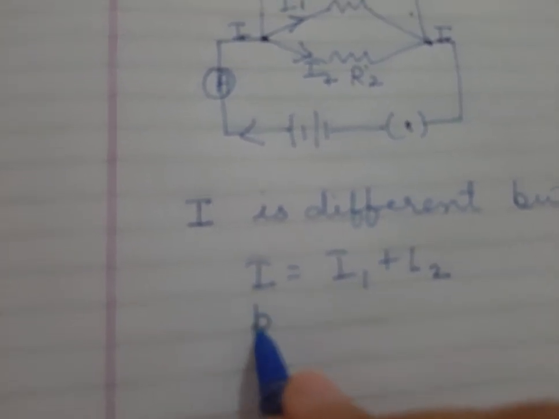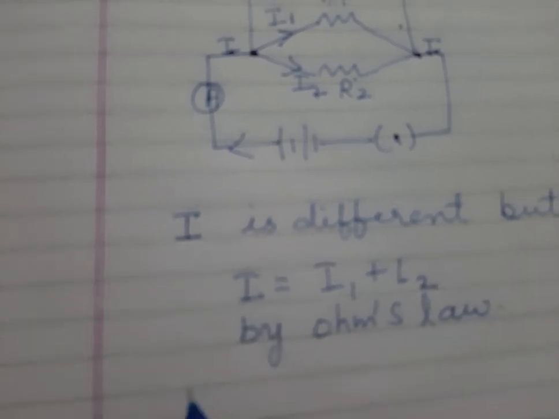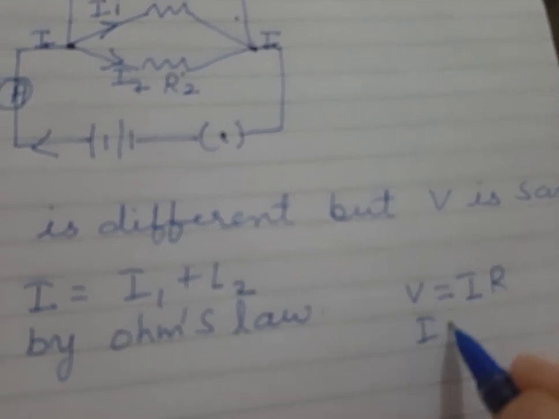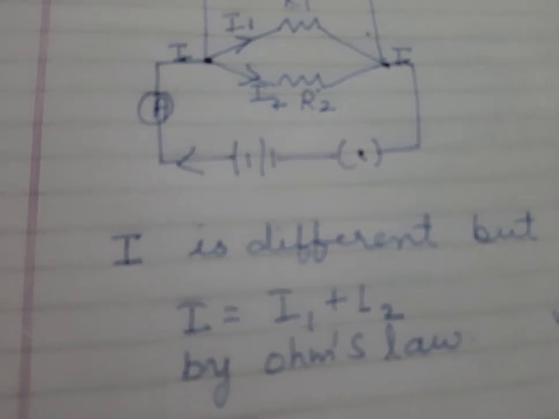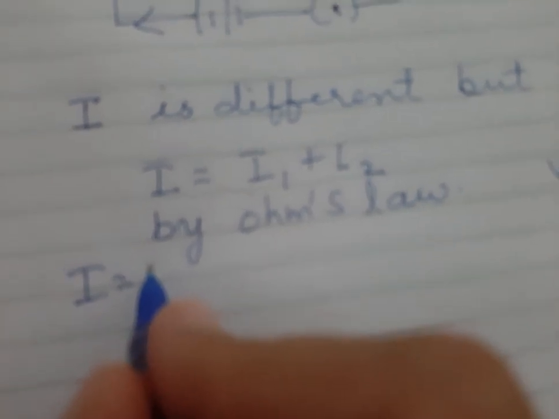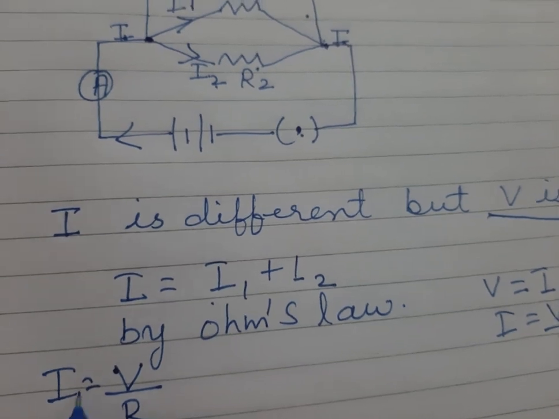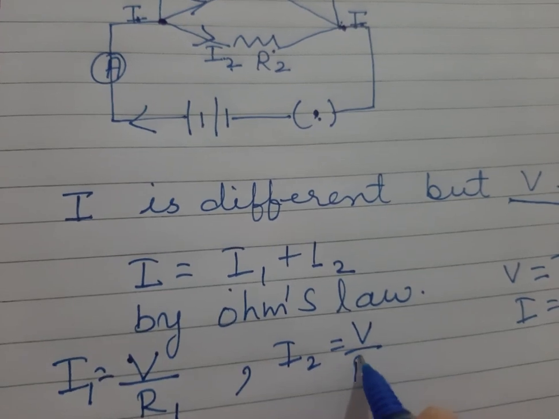Again by Ohm's law, V is equal to IR. So I is equal to, students, V upon R. So again we know that in this condition the value of V is the same. So that is why V is the same but R is different. So I1 is equal to V upon R1, and I2 is equal to V upon R2.